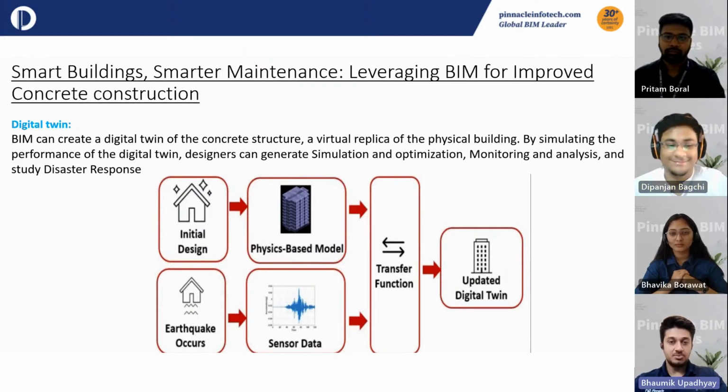It can also be used to simulate and optimize the structure. The 3D structure created in BIM can be used to simulate the realistic structure that has already been constructed or that is going to be constructed. A BIM-based digital twin can be used to simulate and optimize the performance of the concrete structure. By analyzing the 3D model, designers can identify potential improvements in the structure's energy efficiency, integrity, and sustainability. And they can simulate the performance of these improvements to determine the most effective solution.